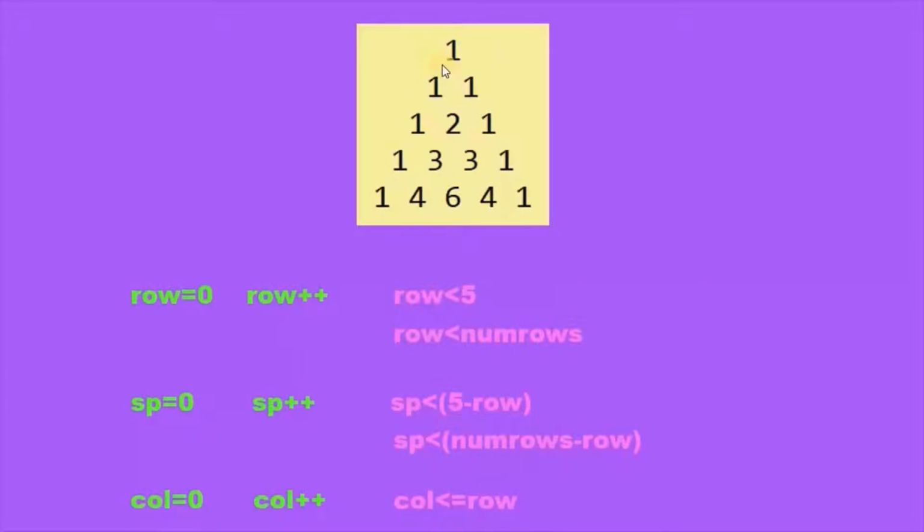We can see the first number of each row is 1. We will take variable num and initialize with 1. So num is equal to 1. We will get the remaining values, that is remaining numbers, using the formula of Pascal triangle. We will see this formula in the example.